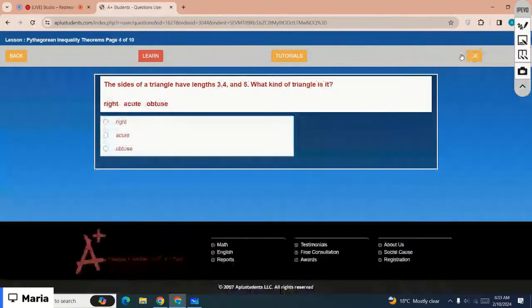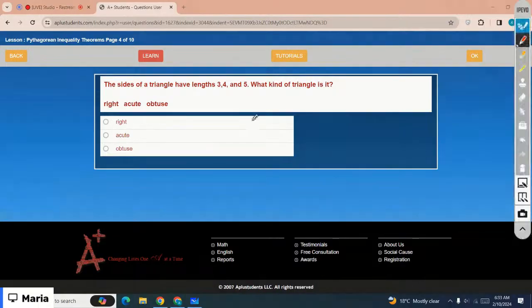Okay, the next one: the sides of a triangle have lengths 3, 4 and 5. What kind of triangle is it? Okay, so 5 squared versus 4 squared plus 3 squared. That is 16 plus 9. Both sides are exactly equal, right? That means that is the right triangle. The correct option is right. That is the right triangle.